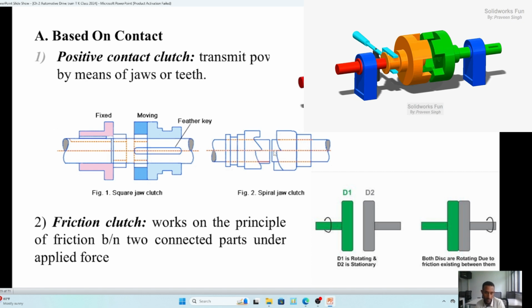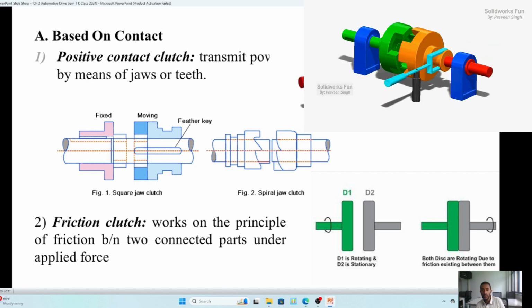Again, we have different types. Mostly they are applicable in parts which engage or disengage after the machine or the system is off.